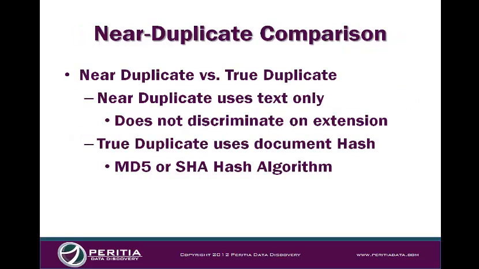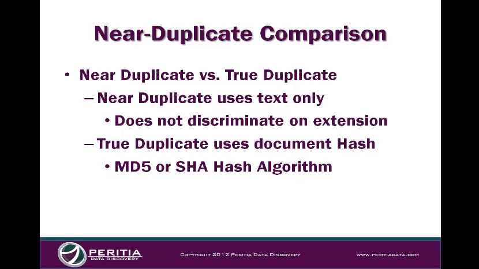So let's talk about this. What's the difference? Well, the near duplicate uses text only and does not discriminate on extension. So it can be a Word document, a WordPerfect document, a PDF, whatever. It's looking at the text of the document and it's grouping those documents that are similar. And the threshold is somewhere between 90% or more.